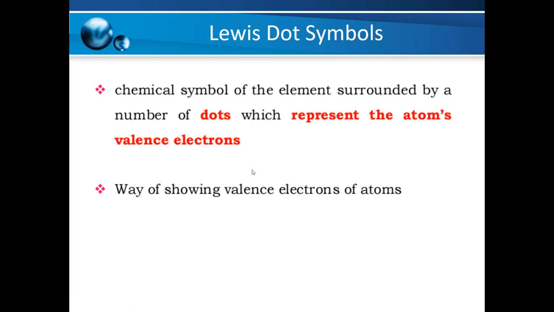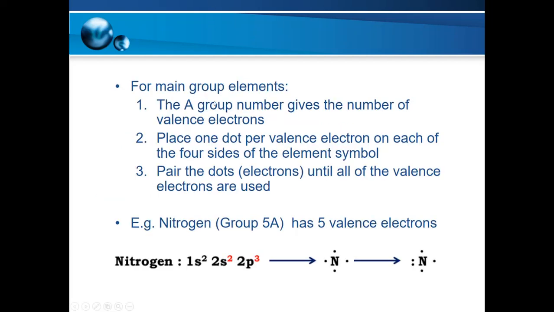A chemical symbol of the element surrounded by a number of dots which represent the atom's valence electrons. This is the definition for Lewis dot symbols, and it is a way of showing valence electrons of atoms. For the main group elements, the A group numbers give the number of valence electrons, and then place 1 dot per valence electron on each of the 4 sides of the element symbol. Pair the dots until all the valence electrons are used.